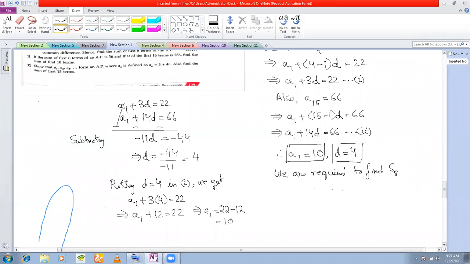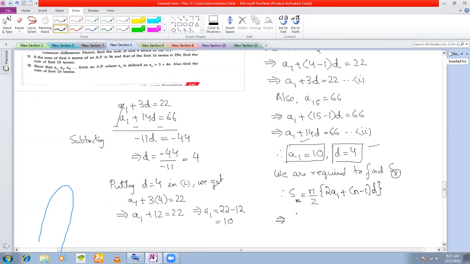And what all do we know about the AP? We only know the first term and the common difference. And we want to sum up till 8 terms. So which formula to use? First formula or the second formula? Second formula, because we don't know the last term here. So therefore we use the second formula. Let me write Sn here since everything is in terms of n. So Sn is equal to n by 2 into twice A1 plus n minus 1 into d.